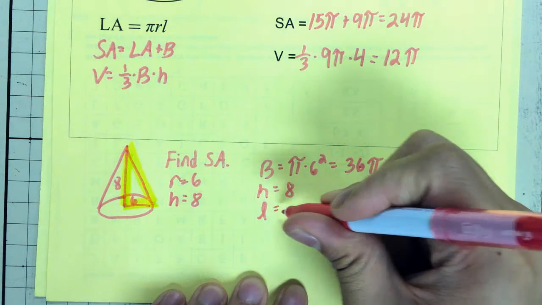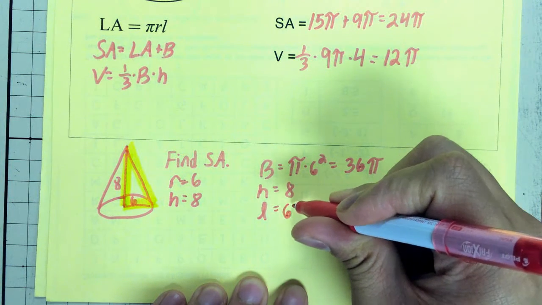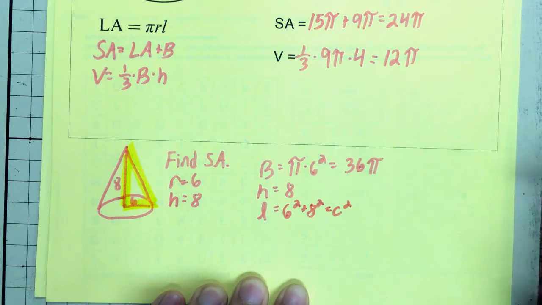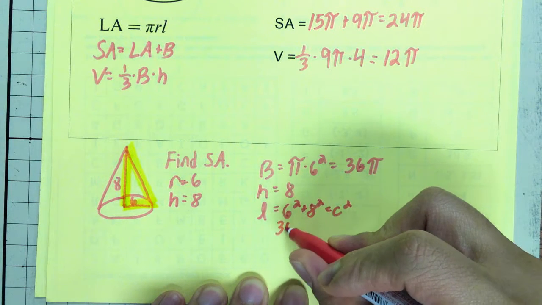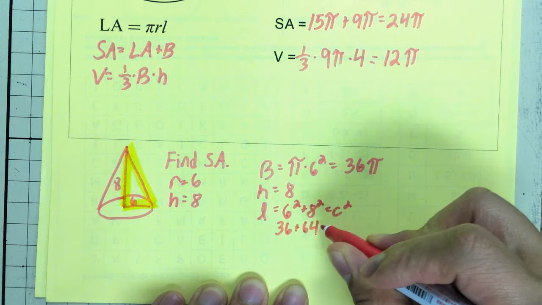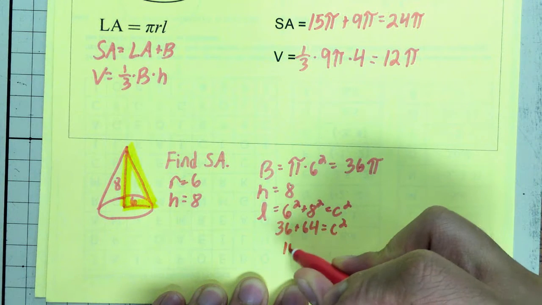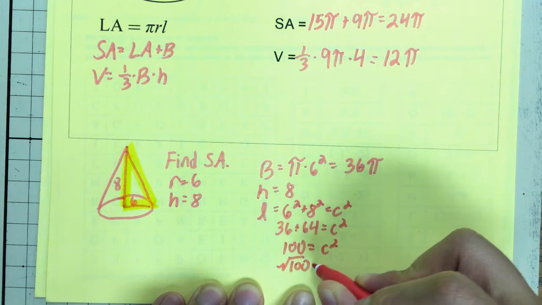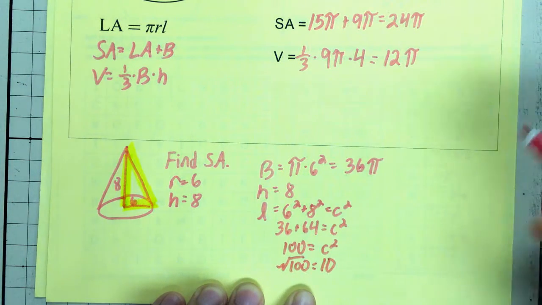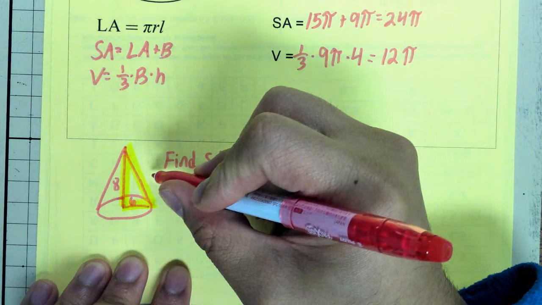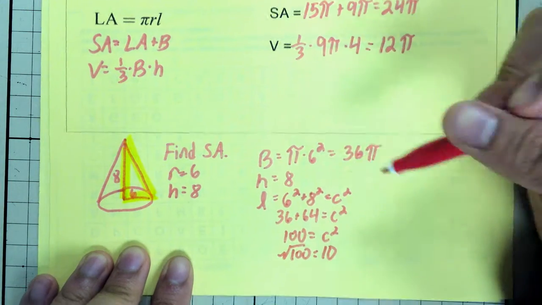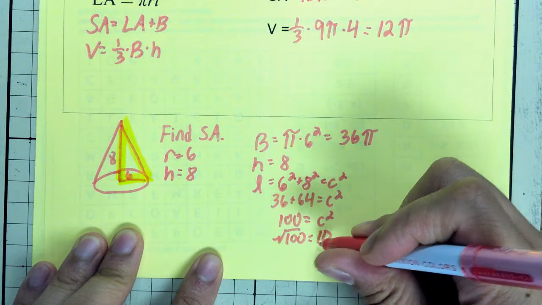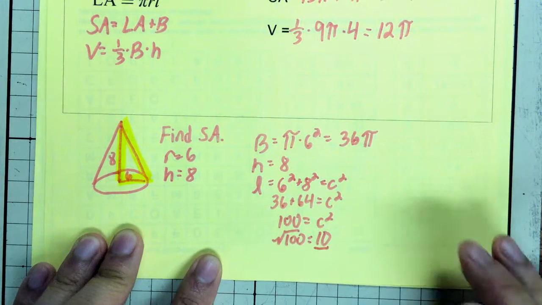Using my right triangle, we have 6 squared plus 8 squared equals c squared. Solving ahead, 36 plus 64 equals c squared. 100 equals c squared. Square root of 100 equals 10. So there you have slant height over here ends up being 10. So there's your L right here.